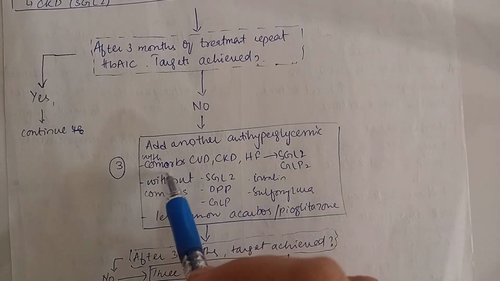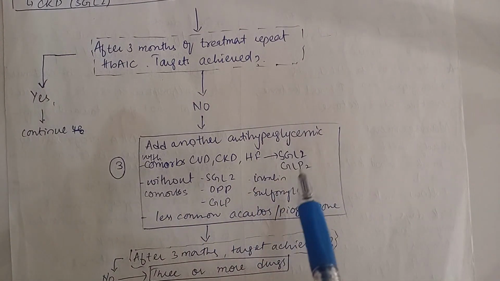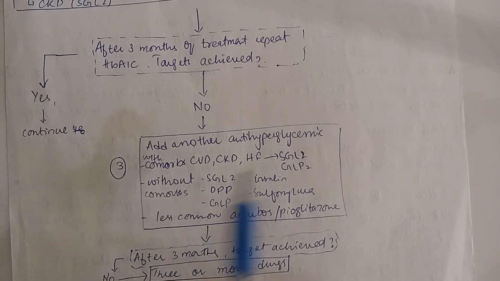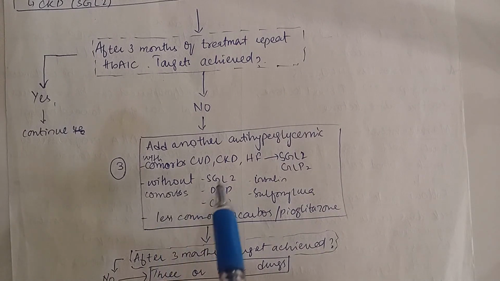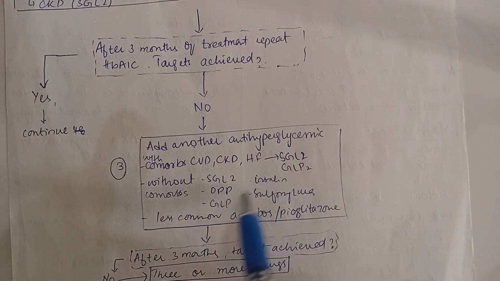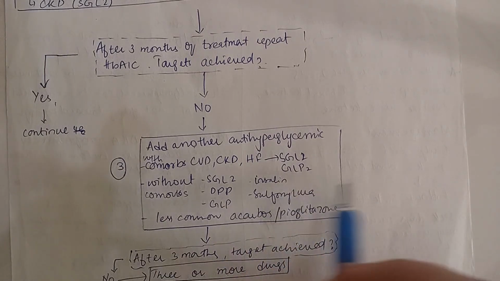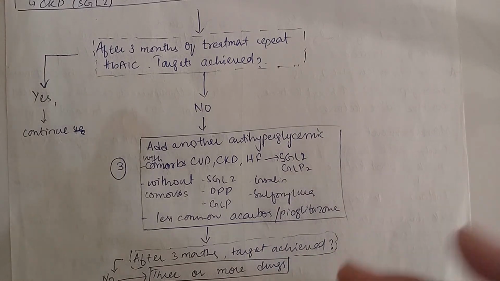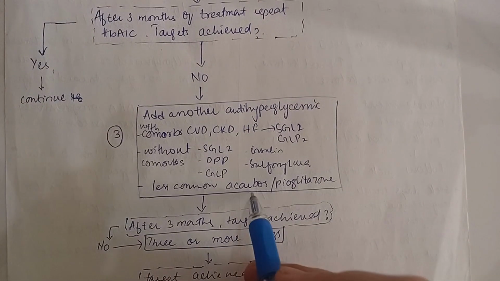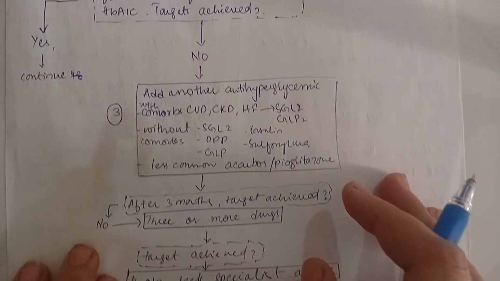So if the patients have comorbidities like cardiovascular disease, chronic kidney disease, or heart failure, GLP-1 and SGLT2, we are going to add SGLT2 or GLP-1 as another drug. Without comorbidities, SGLT2, DPP-4 inhibitors, GLP-1, insulin, sulfonylureas, or any of these drugs can be given. And acarbose and pioglitazone are very rarely prescribed due to their adverse effects.